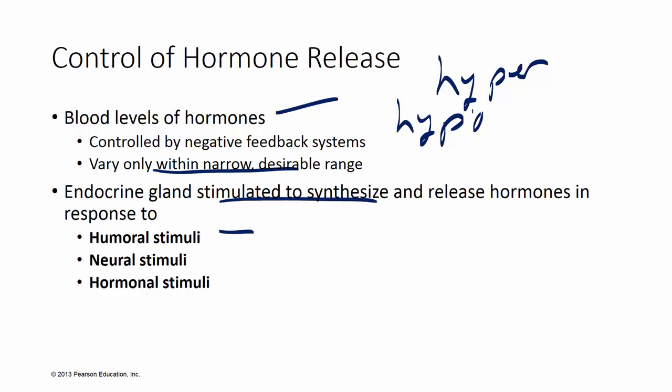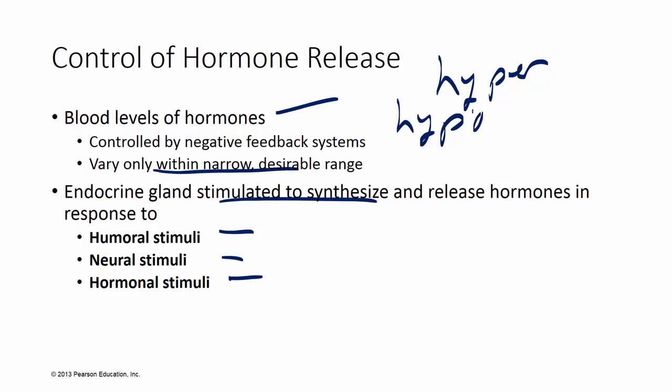There could be a neural stimulus to cause an endocrine gland to synthesize or make and release the hormone. Or there can be a hormonal stimulus to cause the endocrine gland to synthesize and release the hormone. So I'm going to give you some examples of what's a humoral stimulus, a neural stimulus, and a hormonal stimulus.